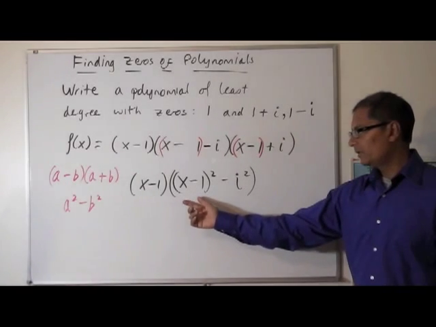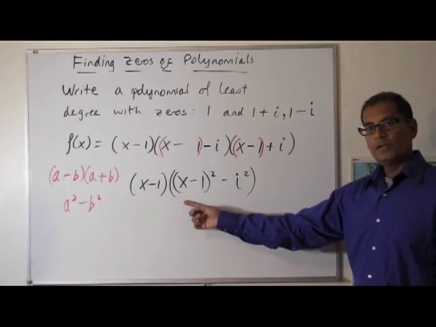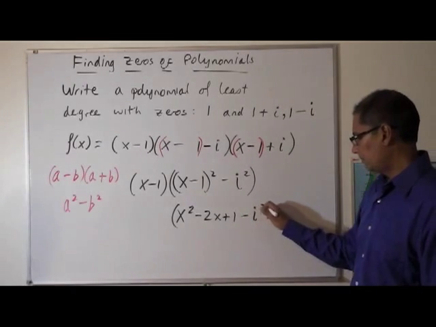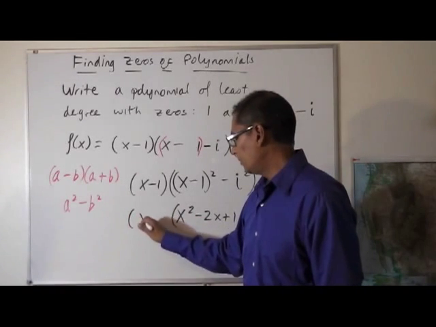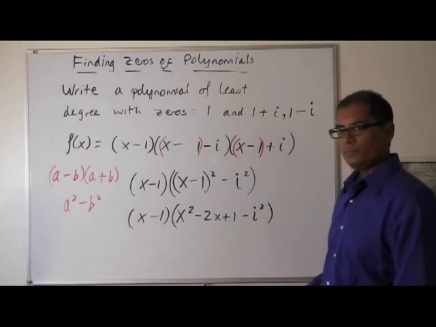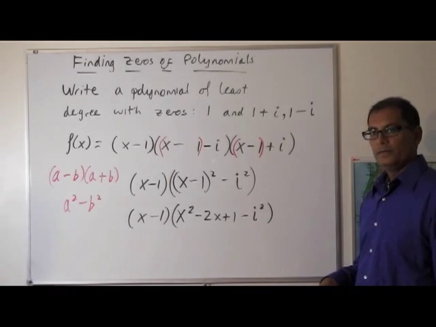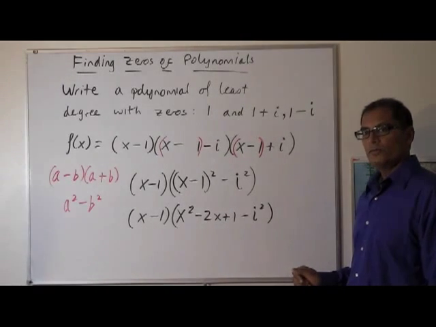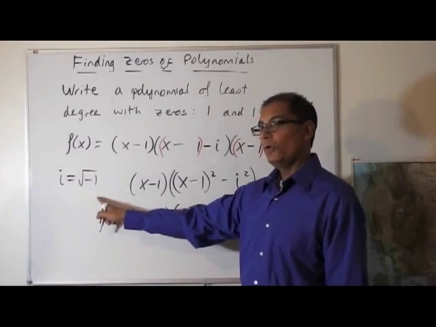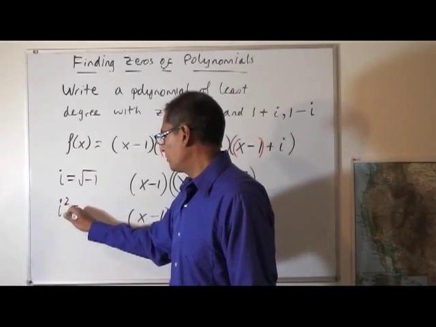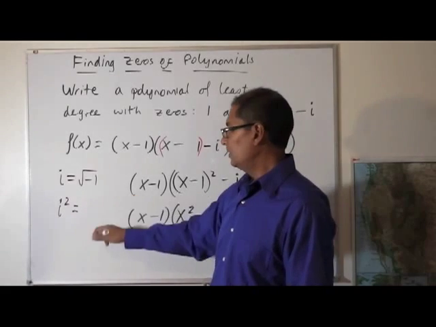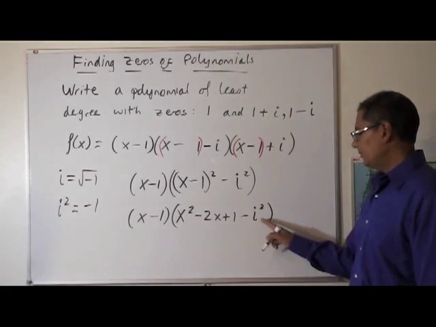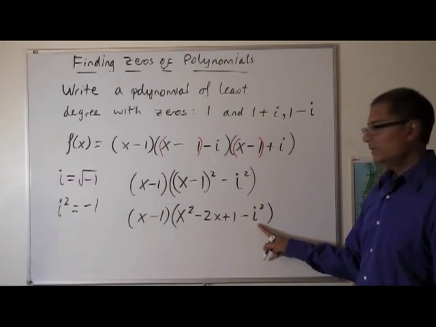So let's expand this a little bit. x minus 1 squared becomes x squared minus 2x plus 1, and then minus i squared, and then times x minus 1. Now what do we do with this i squared? Well, you might want to note that i is equal to the square root of negative 1. And so i squared is going to be the square root squared. You square a square root, you just get what's underneath, negative 1. That means this negative i squared is actually positive 1.